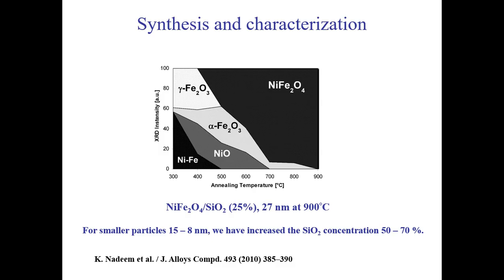Why am I presenting this phase diagram? The reason is that when you are doing research, you should first prepare the nanoparticles of the single phase that you want. In this case I need NiFe2O4. If I anneal this sample at 600, for example, then your sample will contain nickel oxide. If you look vertically at 600, you have nickel oxide, alpha Fe2O3, and nickel ferrite. This is a problem because nickel oxide and alpha Fe2O3 are antiferromagnetic systems, and nickel ferrite is a ferromagnetic system.